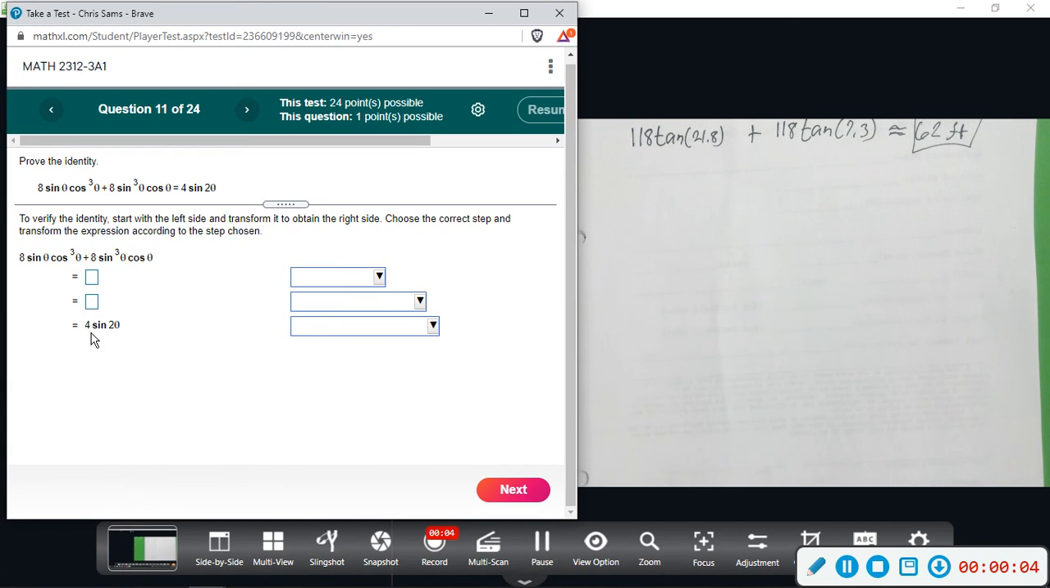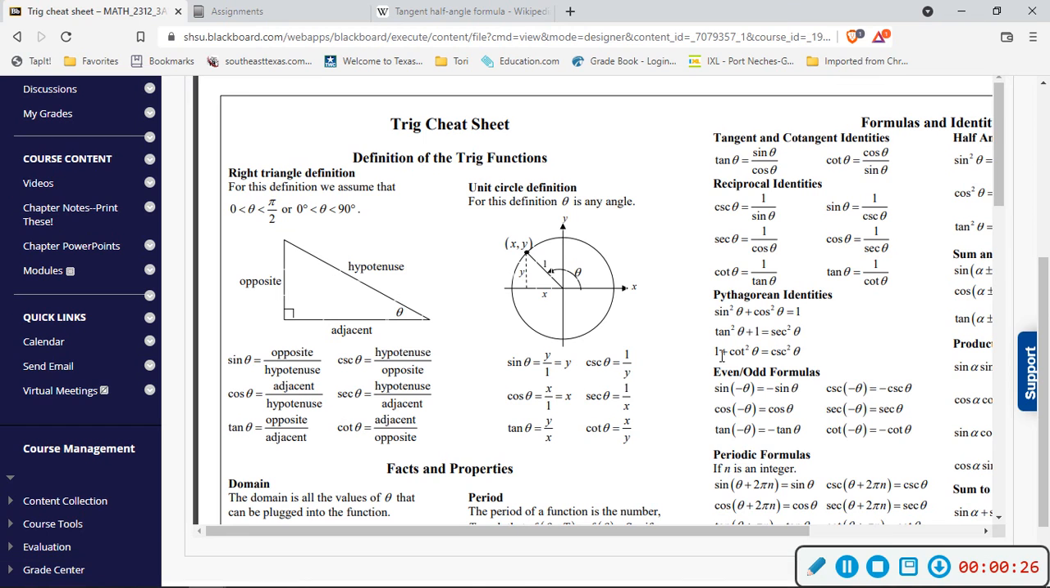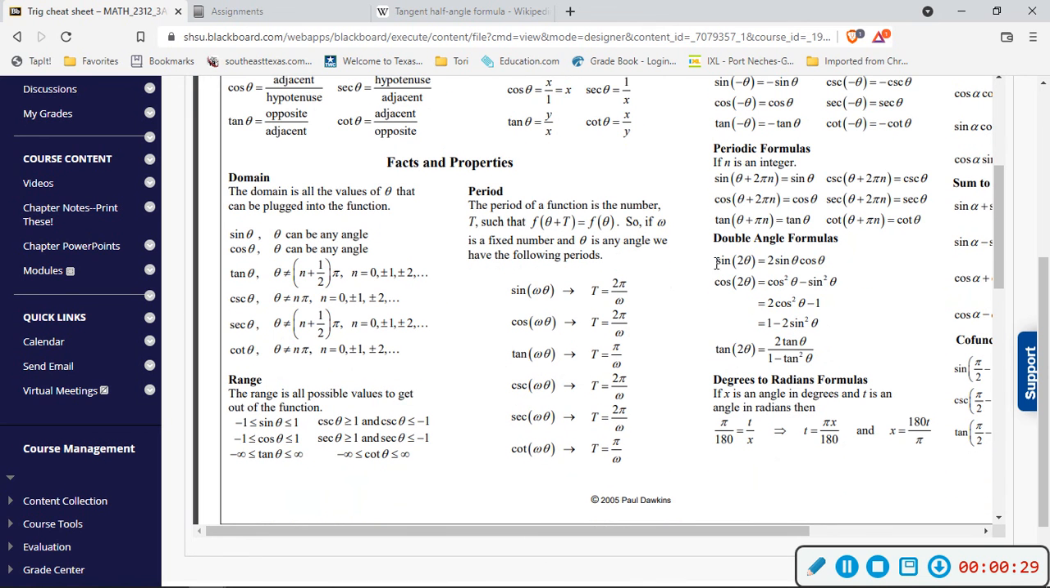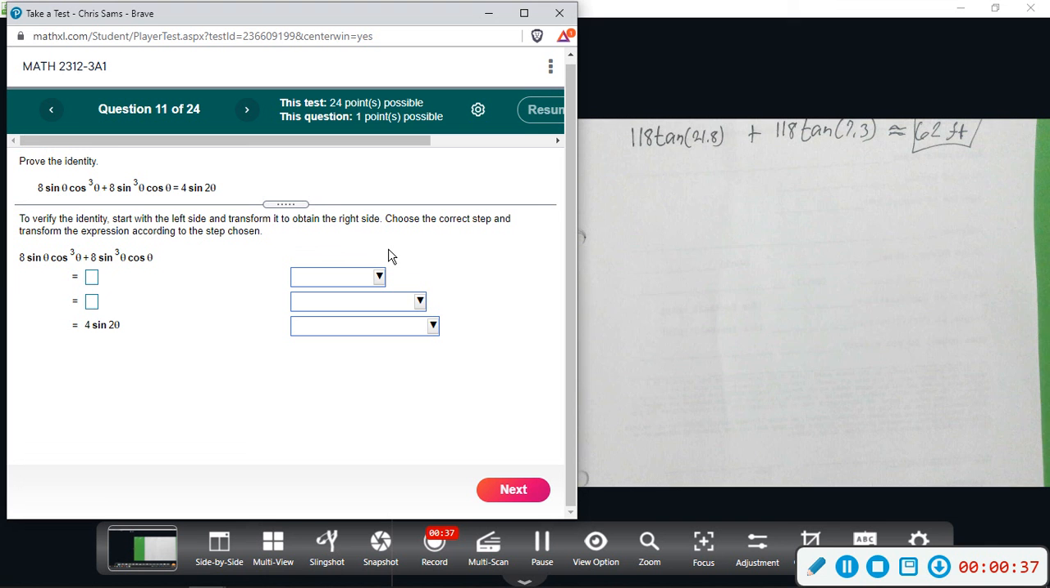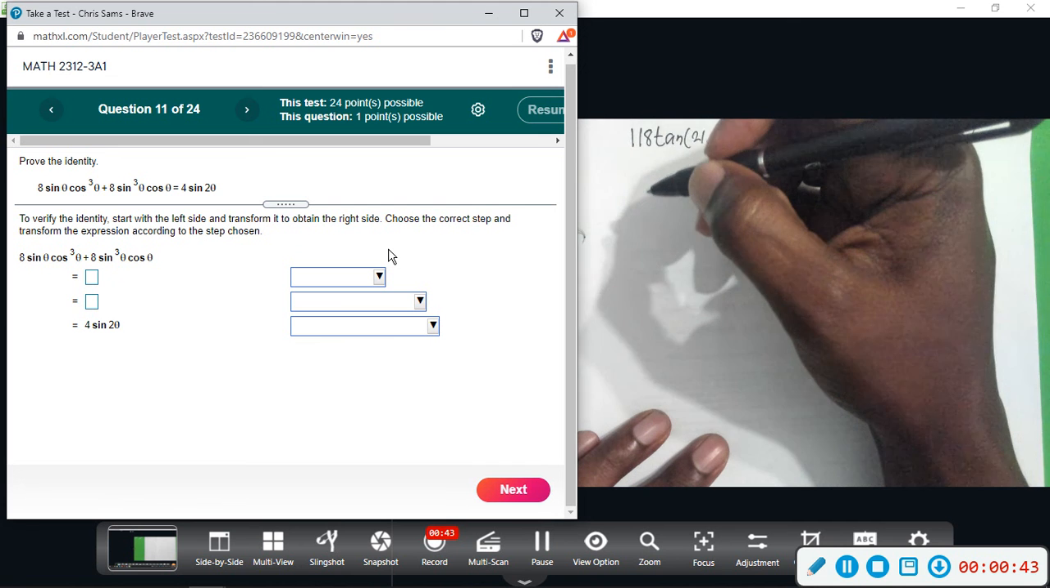Alright, number 11, we just want to verify the identity. So we start with 8 sine theta cosine cubed theta plus 8 sine theta cosine theta, and that's equal to 4 sine 2 theta. So we will probably need to use a double angle identity, because I see that sine 2 theta pops up. So probably look at one of these in addition to part of the simplifying process. Okay, so I'm going to write this down. I'm going to start with the left side, and we're going to go from there.